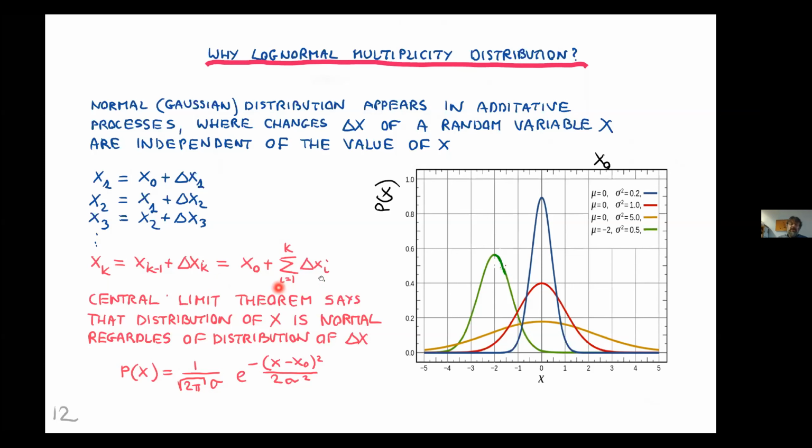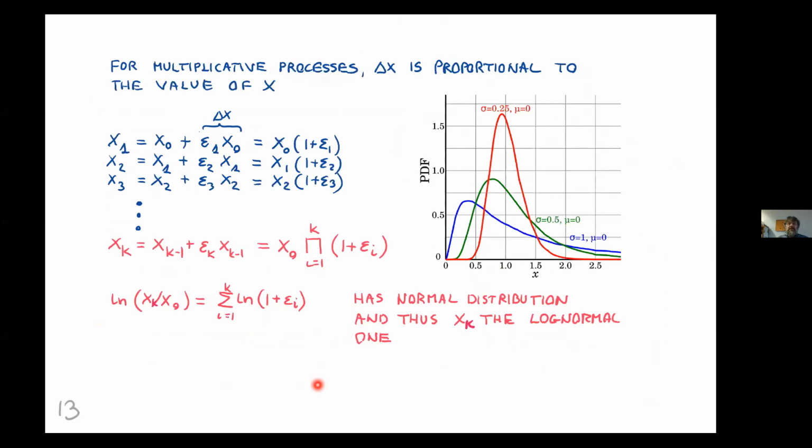you combine everything, you get x0, the starting value, plus the sum of delta xi. And then you apply the central limit theorem, which says that this quantity will then be normally distributed around 0. You start from x0, so you have a normal distribution centered at x0. So this is how you get the normal distribution, assuming that we have additive processes. And now we move to multiplicative processes.